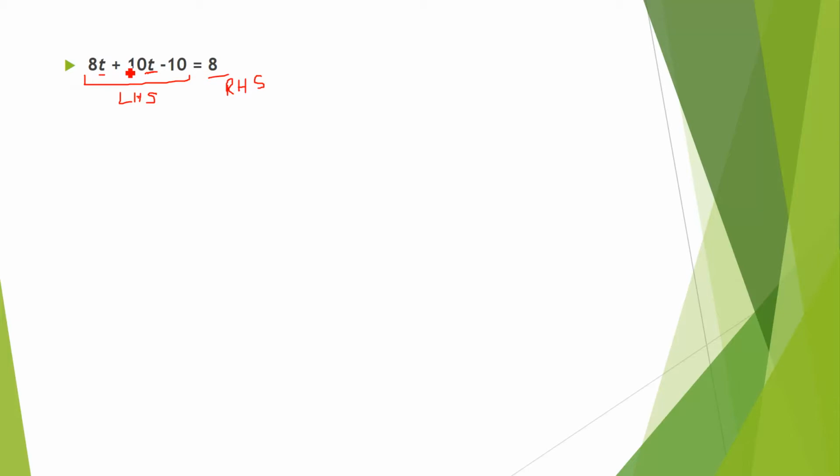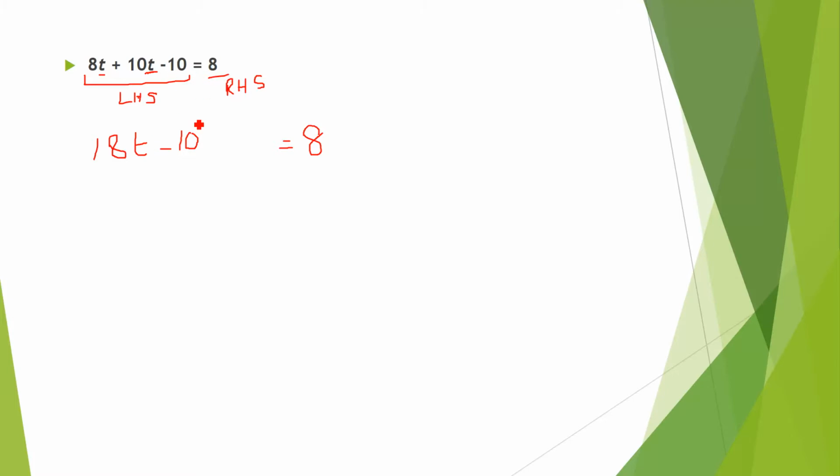So this is 8t, this is 10t. So easy, just add it. So it is 18t. Then there is negative 10, and on the right hand side you have only 8. So you have to remove this 10 from the left hand side as well, because we need only t, not 18t minus 10 or 18t. We need only t. So step by step we will remove the things.